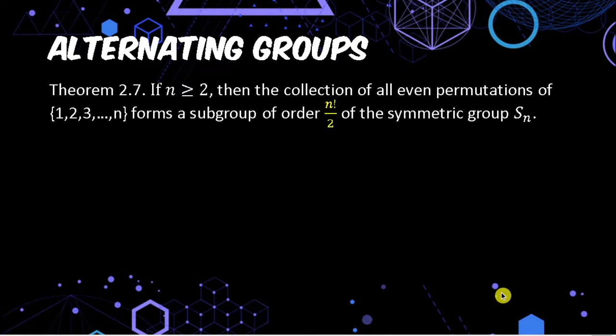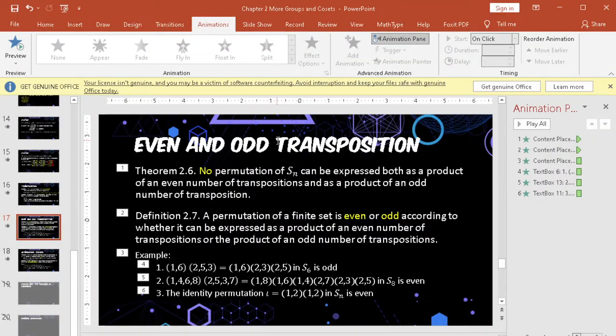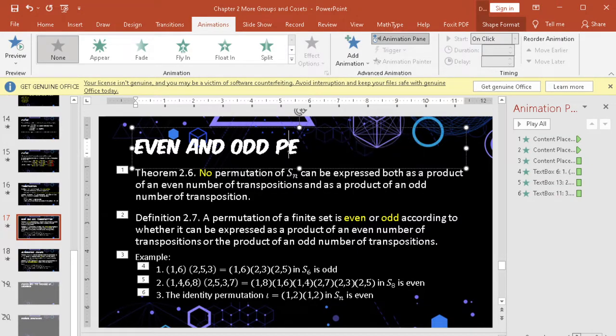Alternating groups, related siya dito. Related siya sa even and odd. Actually, permutations na lang. Yeah. Dapat permutations yun.